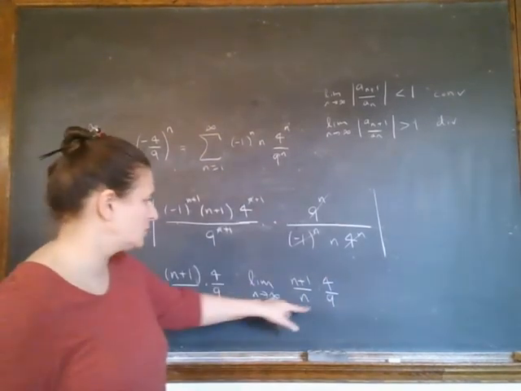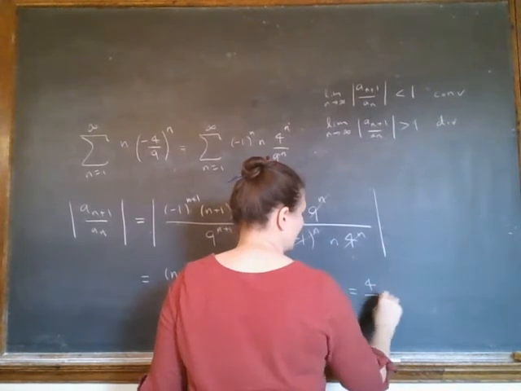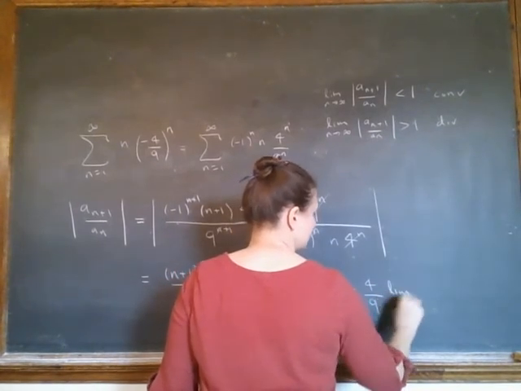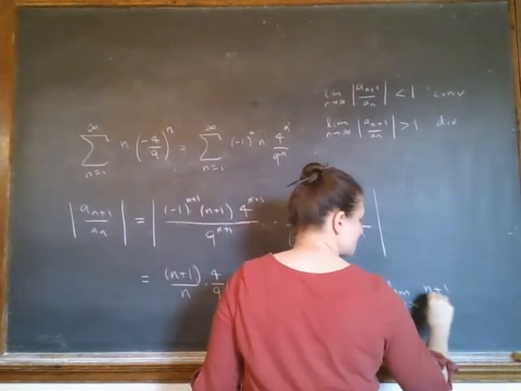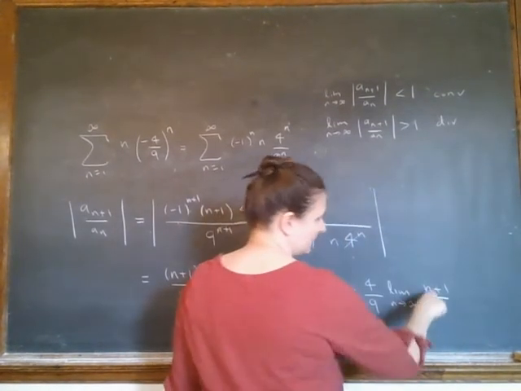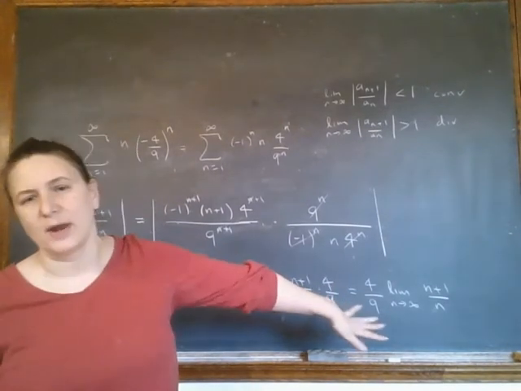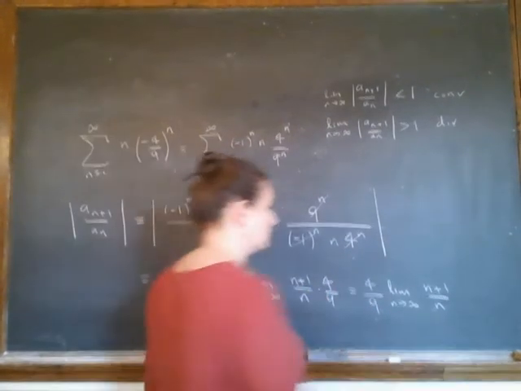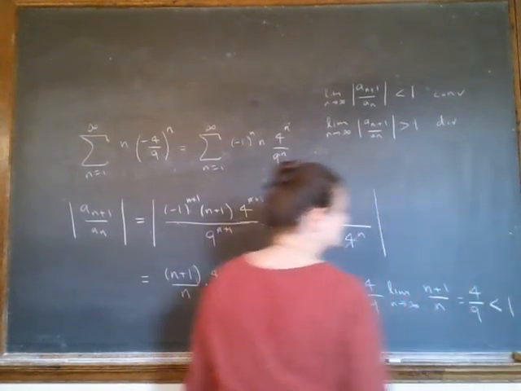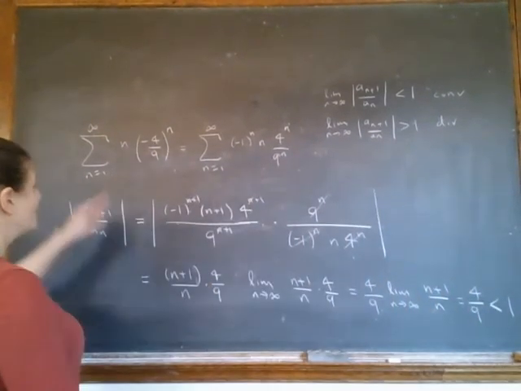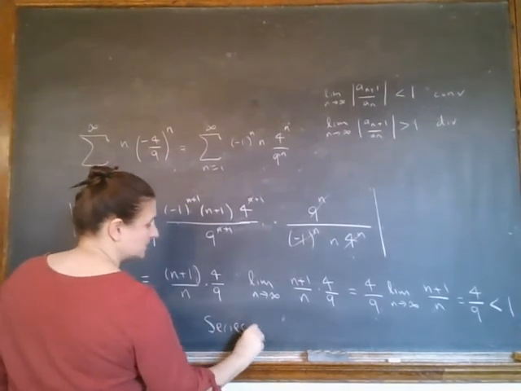This part just goes to 1, right? And this is just 4/9. If I want, I can write it carefully. And then I can multiply top and bottom by 1 over n. I trust you guys recognize that this goes to 1 at this point, so we can just write 4/9. 4/9 is less than 1, so this series converges. Absolutely, in fact.